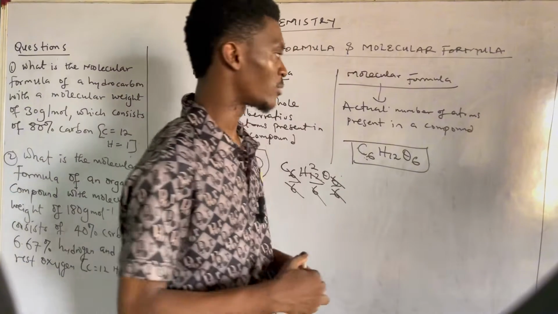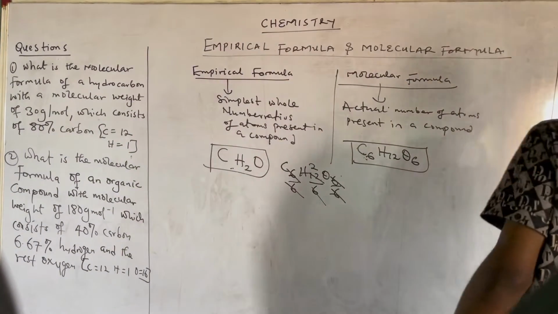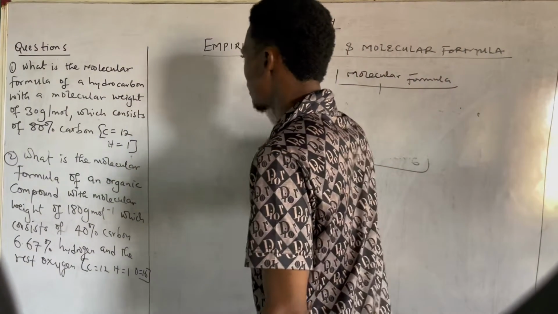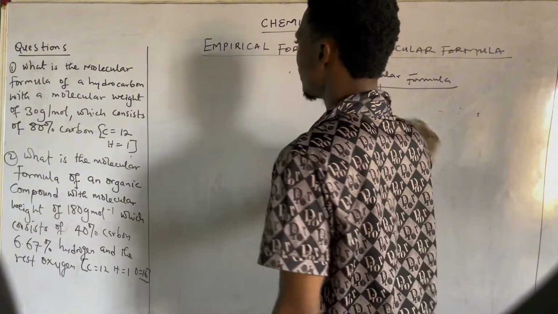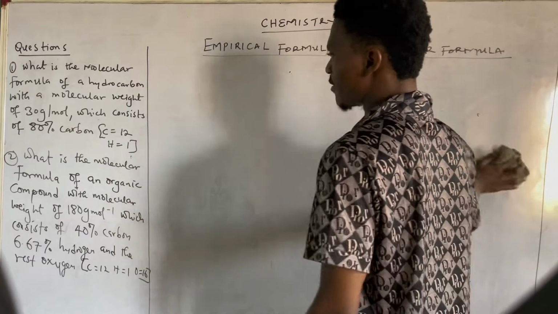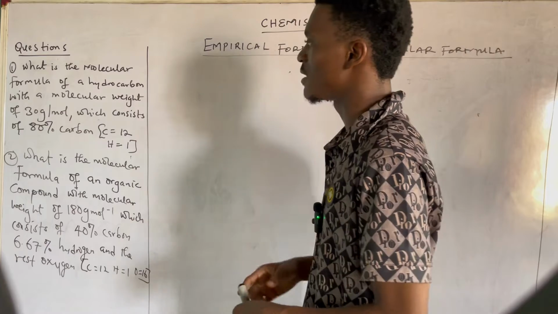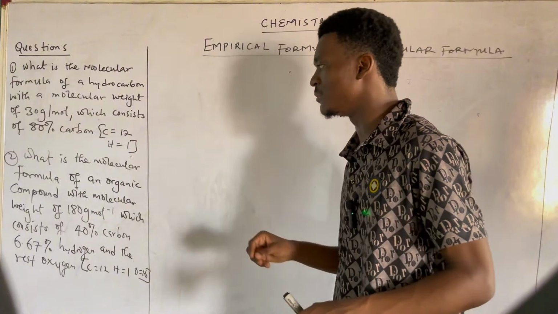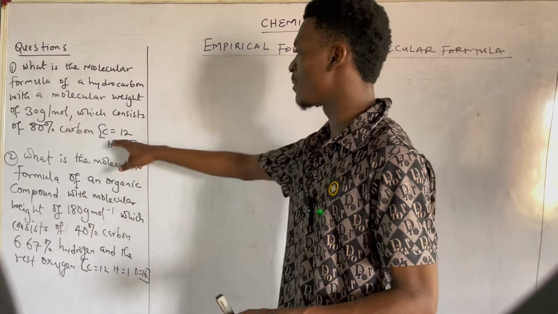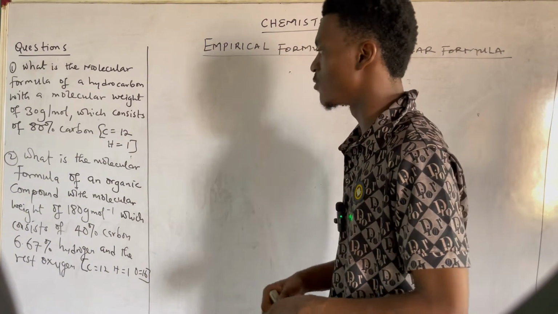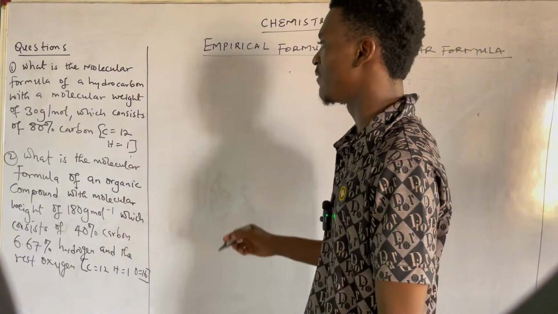Let's dive into looking at questions now. Considering question 1, we were told: what is the molecular formula of a hydrocarbon with molecular weight of 30 grams per mole, which consists of 80% carbon, and we are given the relative atomic masses of carbon and that of hydrogen. Alright, now let's dive into looking at the question.